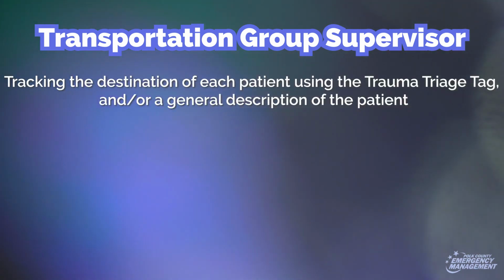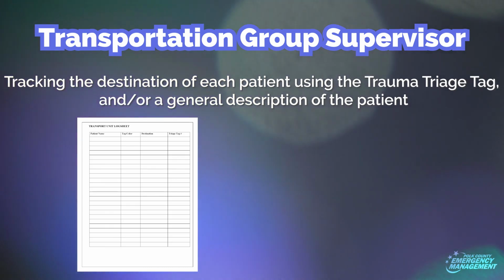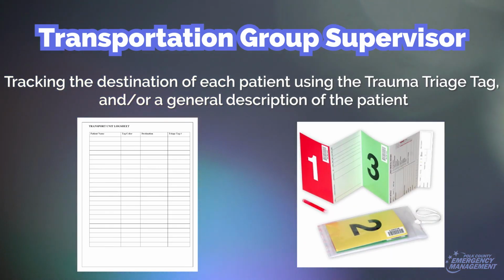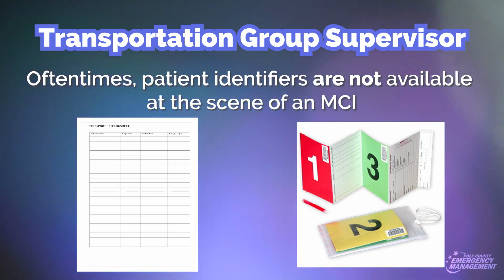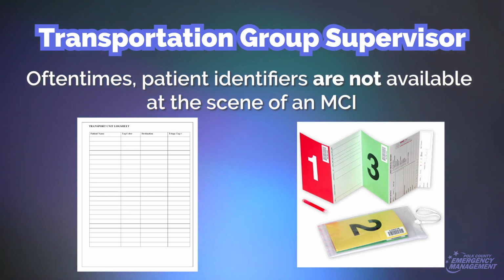The Transportation Group Supervisor is responsible for tracking the destination of each patient using the trauma triage tag and/or a general description of the patient. Oftentimes, patient identifiers such as name and date of birth aren't available at the scene of an MCI.